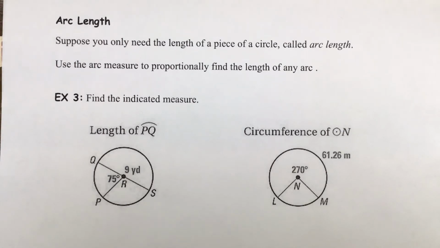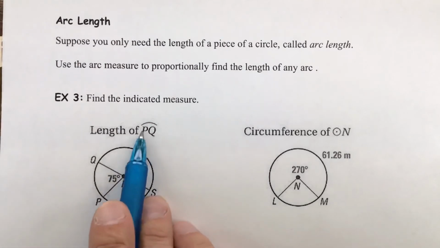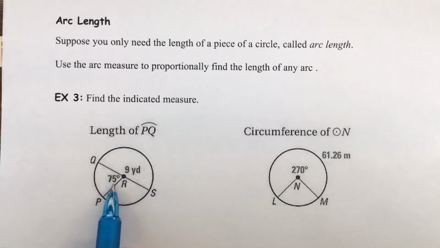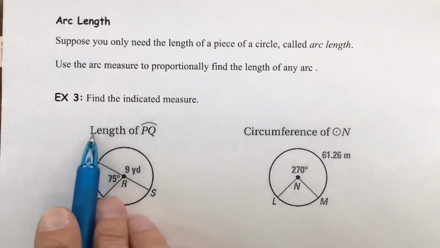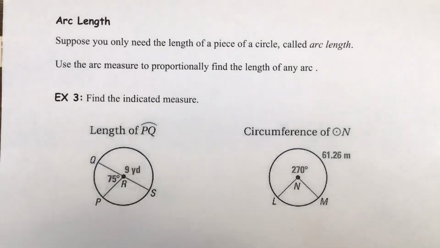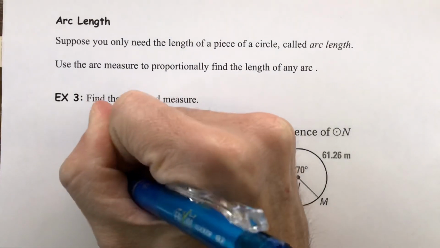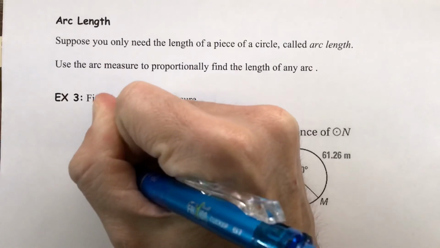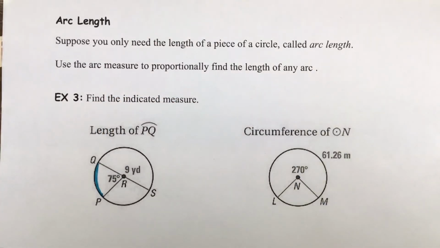For example, number 3, we're going to be working a couple problems here. The first, you have a picture here that has a diameter shown, also has a 75-degree angle there with that radius. What we're asked to do here is to not figure out the measure of PQ, which would be 75 degrees, but instead to figure out the length of arc PQ, which is going to be this. What would be the length of that if we were to straighten it out?